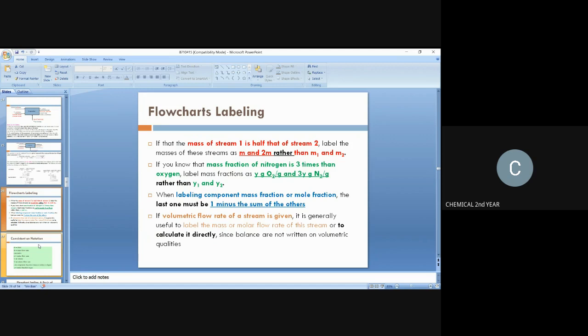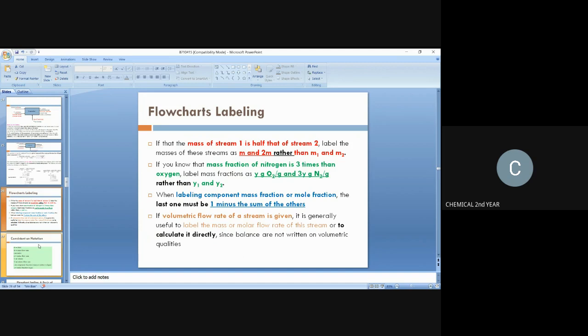In flowchart labeling, if the mass of stream 1 is half that of stream 2, label the masses of these streams as m and 2m rather than m1 and m2. If you know that the mass fraction of nitrogen is 3 times that of oxygen, label the mass fractions as y gram oxygen per gram and 3y gram nitrogen per gram rather than y1 and y2.